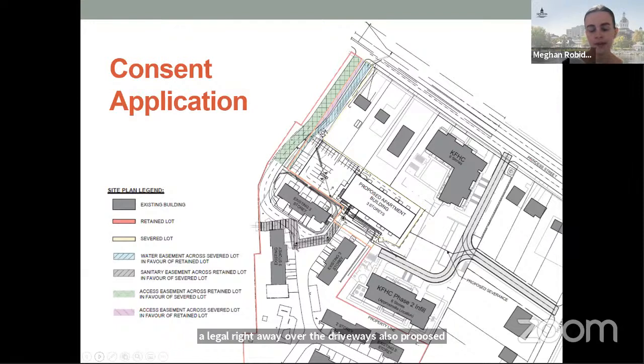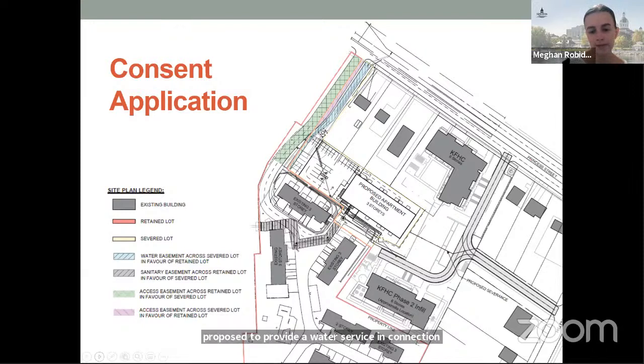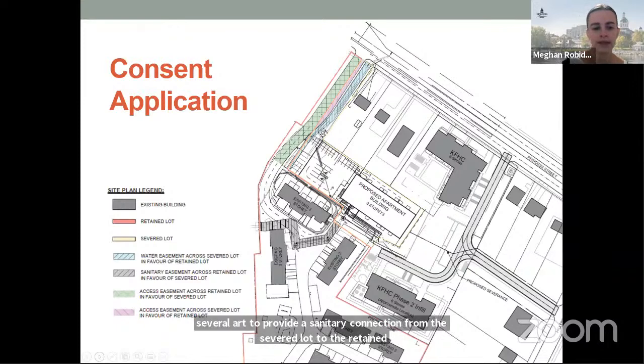2 servicing easements are also proposed as part of this consent application. A servicing easement within the front yard of the severed lot in favor of the retained lot is proposed to provide a water servicing connection across the severed from Princess Street in favor of the retained. This is shown in blue. A servicing easement is also proposed across the retained lot in favor of the severed lot to provide a sanitary connection from the severed lot to the retained lot. And this is shown in the gray crosshatching. Next slide, please.